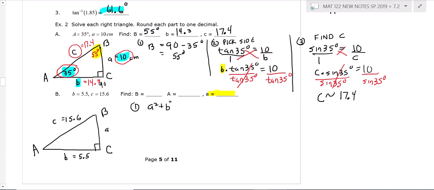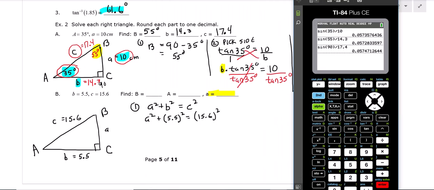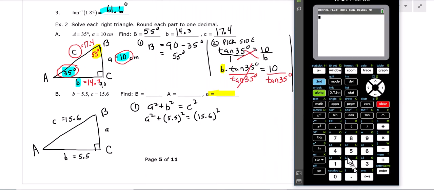Okay, we're going to use the Pythagorean theorem. So I'm going to find A, so that's A squared. B is 5.5, so I do 5.5 to the second. I plug in C, so that's going to be 15.6 to the second. Going to need to use my calculator on this. When I do that, I'll do 5.5 and then raise to the second power, and then I'll just write whatever I get here.